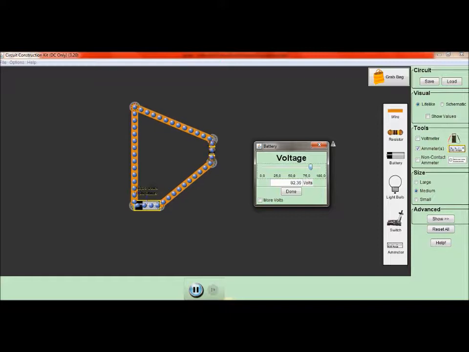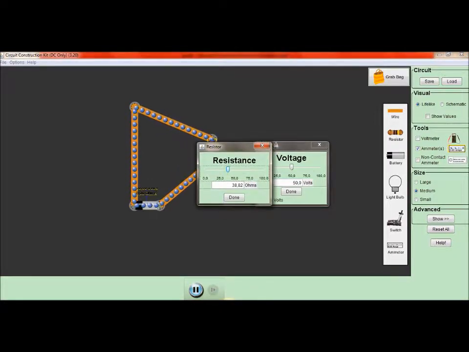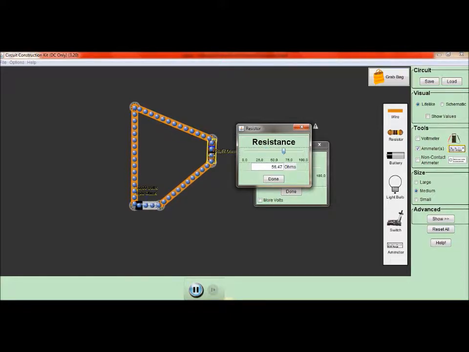This is a resistor right here. Let's keep the voltage on 50 volts and change the ohms of the resistance. So the higher the resistance, the lower the flow of electrons.